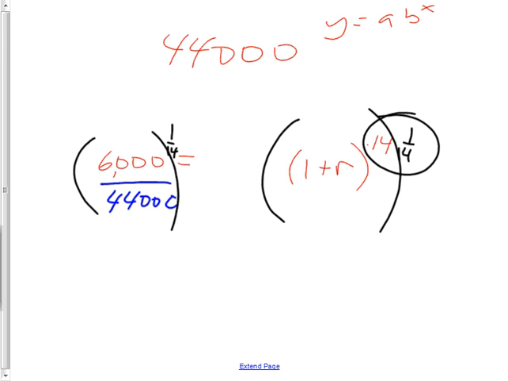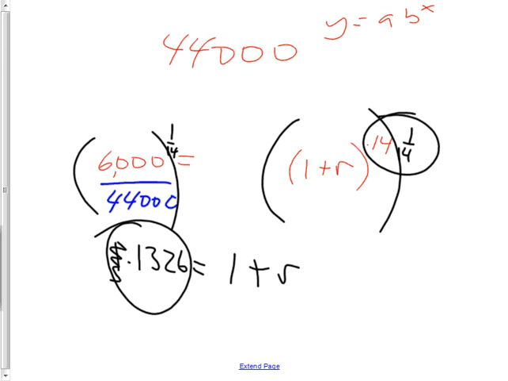That takes care of this part right there. And then my 1 plus r would be equal to the 1.1326. And then you subtract 1, and then that gets rid of this. And so there's your percent. What does that mean in the real world? This was an actual car that I can buy now. It's gone down 13% per year on average.